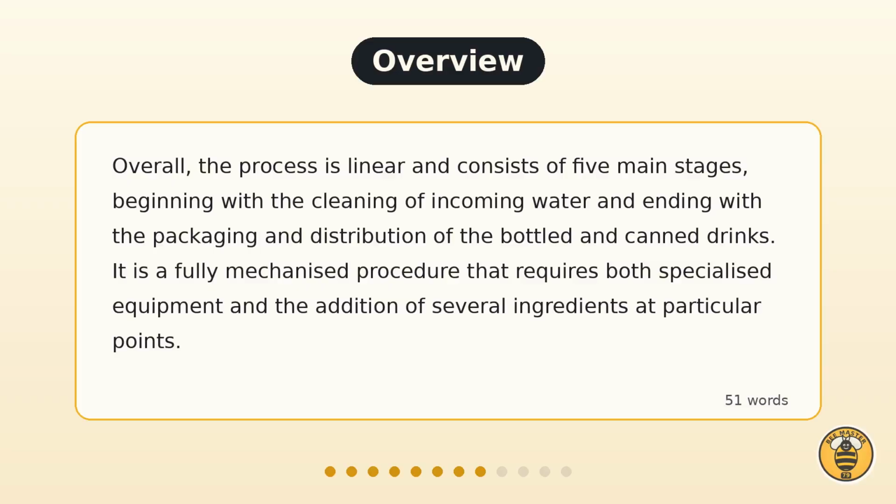Next, the overview. Overall, the process is linear and consists of 5 main stages, beginning with the cleaning of incoming water and ending with the packaging and distribution of the bottled and canned drinks. It is a fully mechanized procedure that requires both specialized equipment and the addition of several ingredients at particular points.